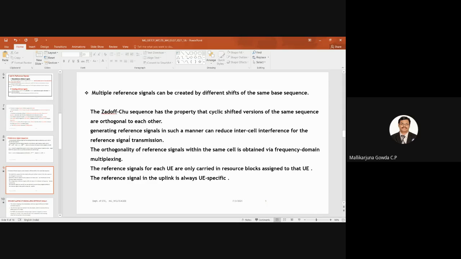So the orthogonality of the reference signals within the same cell is obtained via frequency domain multiplexing. Then the reference signals for each of the user equipments are only carried in resource blocks assigned to that user equipment. Therefore, the reference signal in the uplink is always user equipment specific. In case of downlink, it will be cell specific. In case of uplink, the reference signals are user equipment specific.